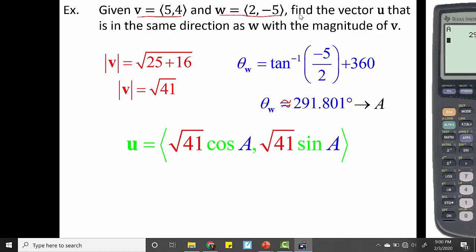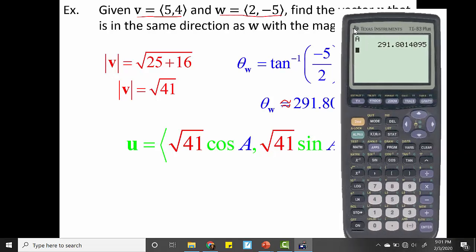So now my final question was not to find the magnitude of V or the direction of W, it was to find the vector U. So we now have a new vector, let's call this new vector U, and it's got to have this magnitude and this direction. So just like we did on the previous set of problems, magnitude cosine of the angle, magnitude sine of the angle to figure out the values. And then I can type these in one at a time using my calculator.